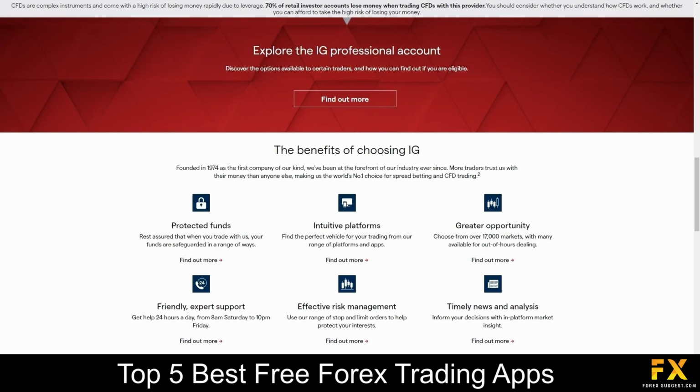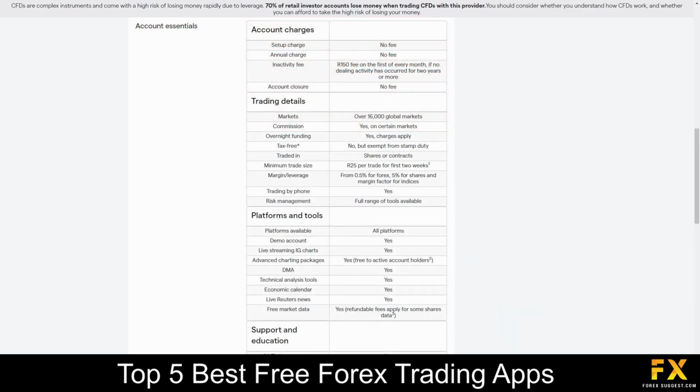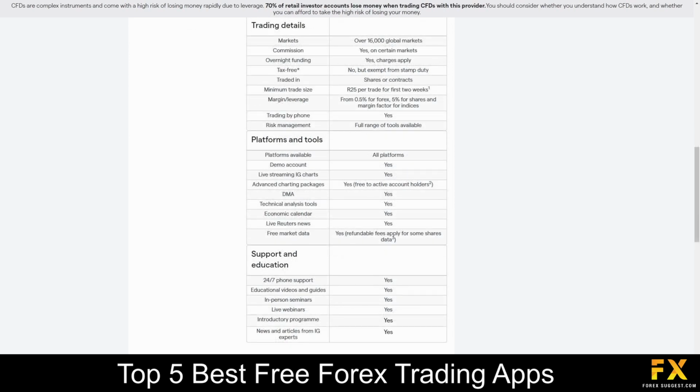Their standard CFD account includes no setup fees or annual charges, access to demo accounts, live streaming charts, tools, 24 hours a day, 7 days a week customer phone support, and more.